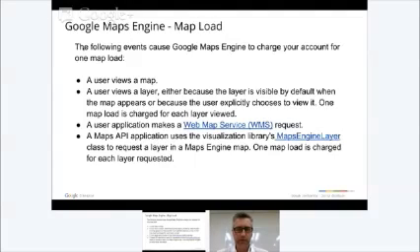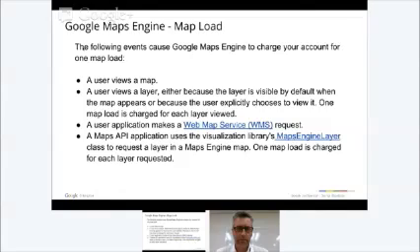So what actually constitutes a map load? There are basically four scenarios. One is that a user views a map. The second is that a user views a layer, either because a layer is visible by default when the map appears, or because the user explicitly chooses to view it. If you've got multiple layers within your map, you might have some turned on, some turned off. As soon as you turn one of those on, it counts as a map load. And this is per user session, so it doesn't count as an additional map load until they refresh their browser.